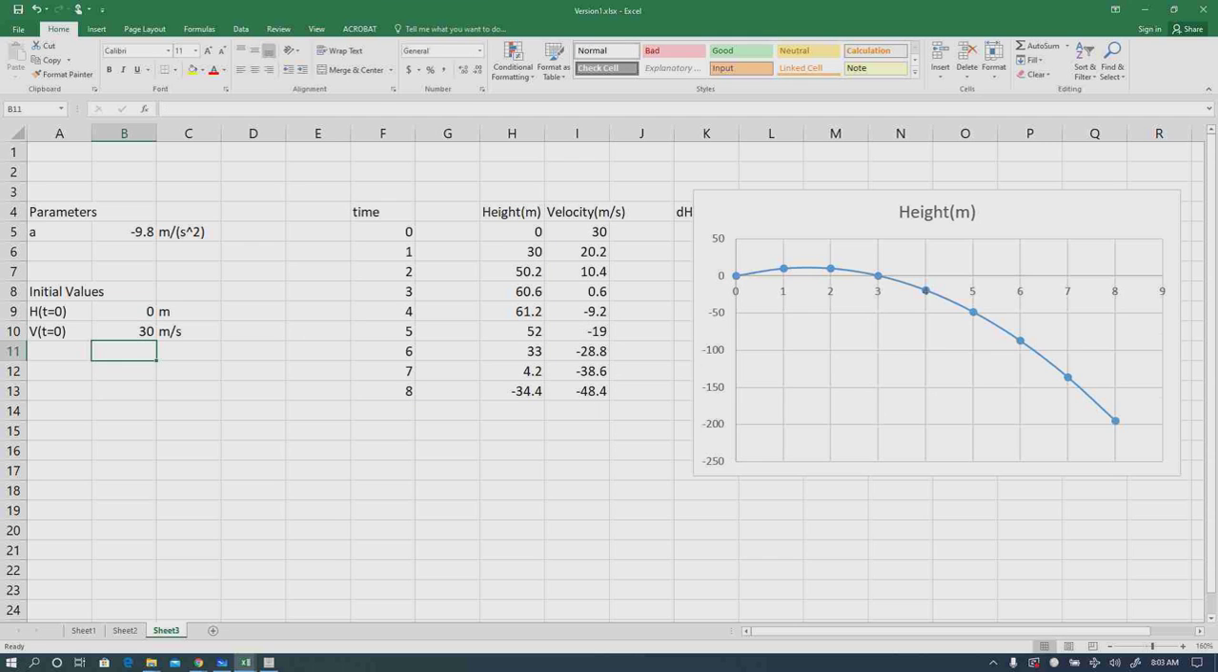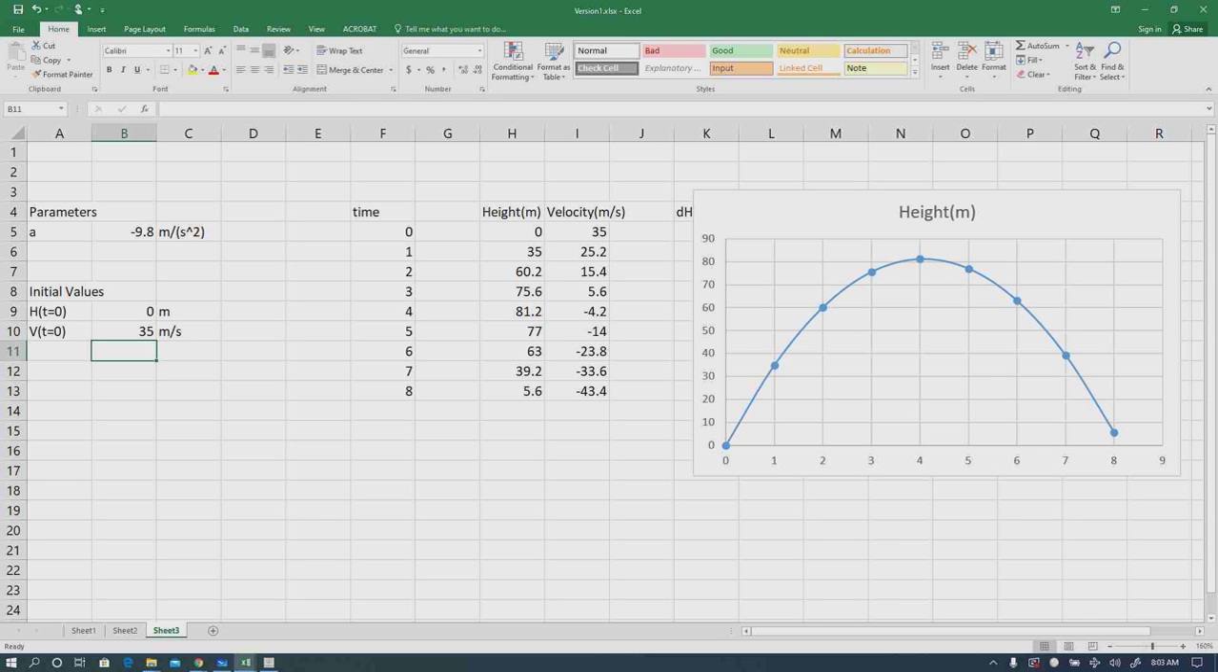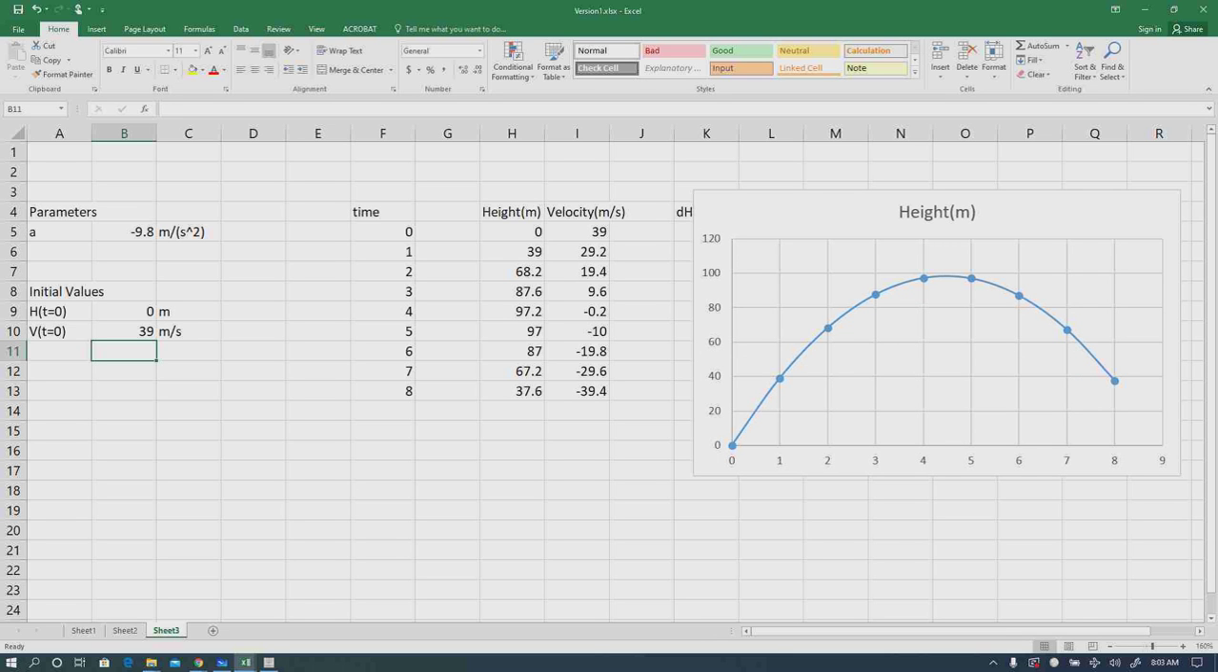What if I started at 30 meters per second up? Well, then it actually reaches a height of about 60 some odd meters. And this is the parabolic trajectory that you expect for things that are just thrown under the force of gravity. So it reaches a maximum height of around 60 meters. And if I try 35, now it's up a little over 80, 37, and now it's approaching 39, and now it gets up to about 100 meters. So if I want to throw a brick 100 meters high, I need to throw it with an initial velocity of about 39, maybe 40 meters per second.